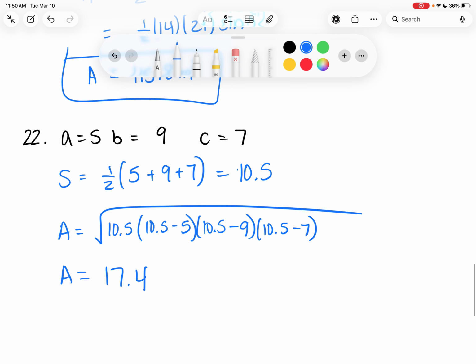Can we just do units squared or not? She just said that. You can, you just don't need to. I just realized we didn't actually check this one, but looking at the two smallest sides, 5 plus 7 is greater than 9, so we knew that this one made a triangle.